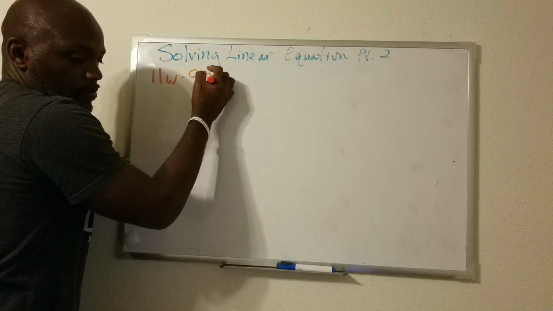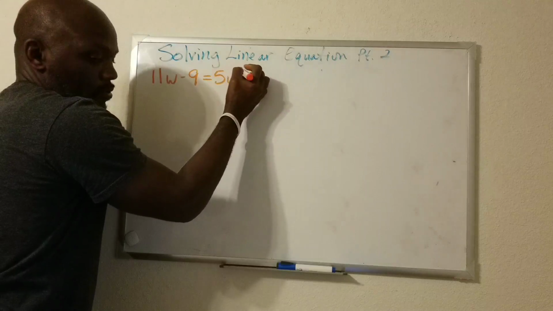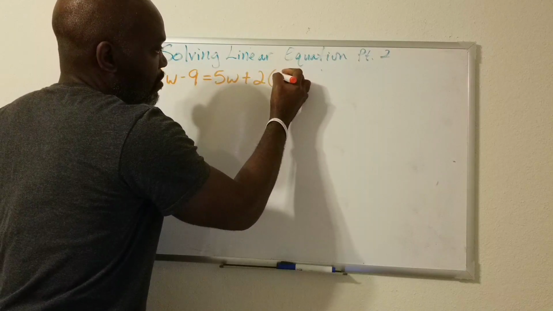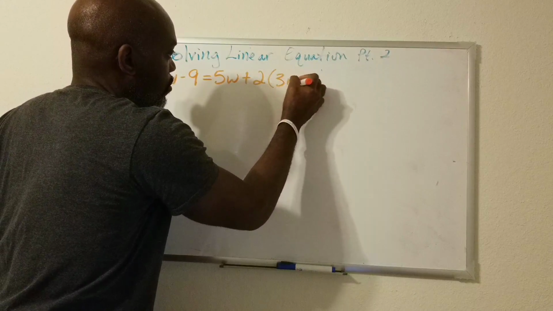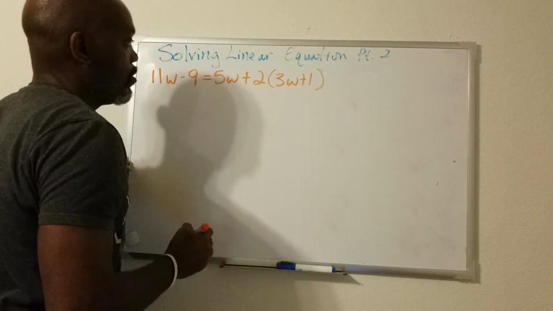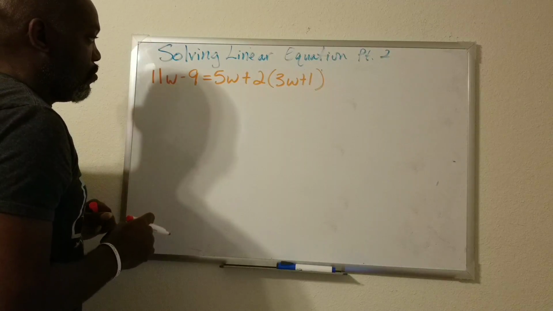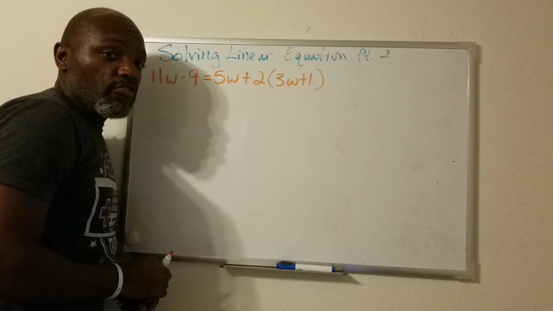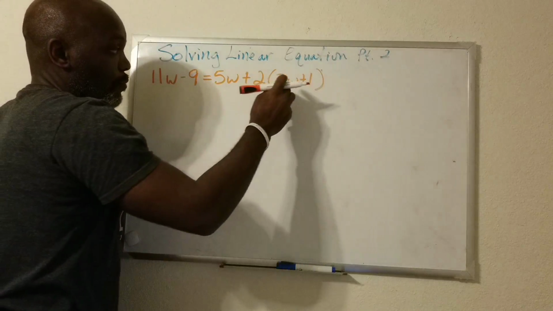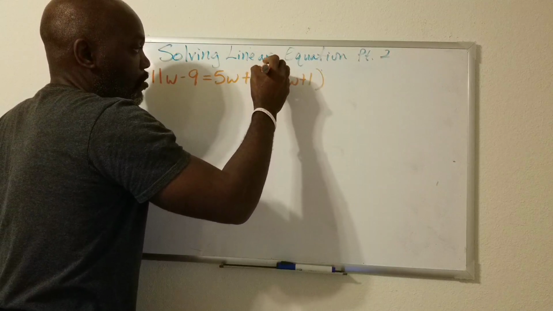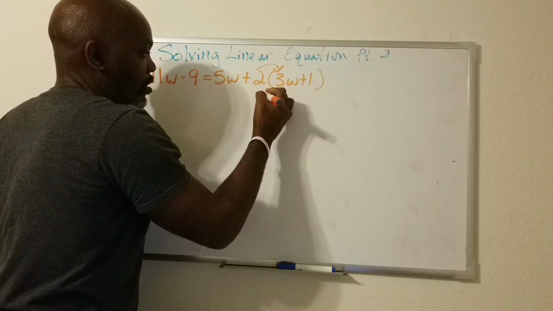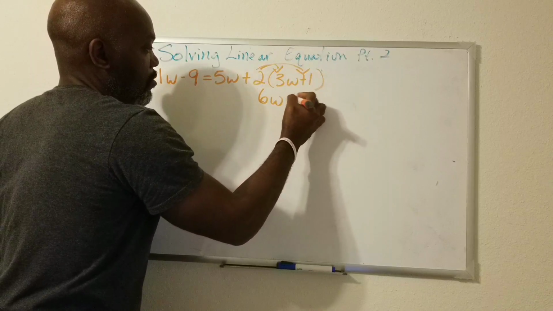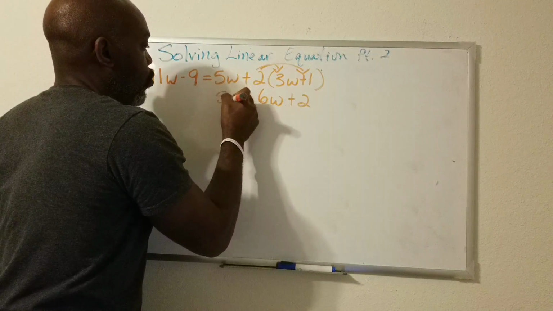11w minus 9 equals 5w plus 2 times the sum of 3w plus 1. Okay, so anything that we can solve on the left side or the right side, there's nothing that we can solve. Okay, as far as in parentheses, exponents, no. Multiplication, so we're going to distribute. 2 times 3w, 6w. 2 times 1, 2. We rewrite.